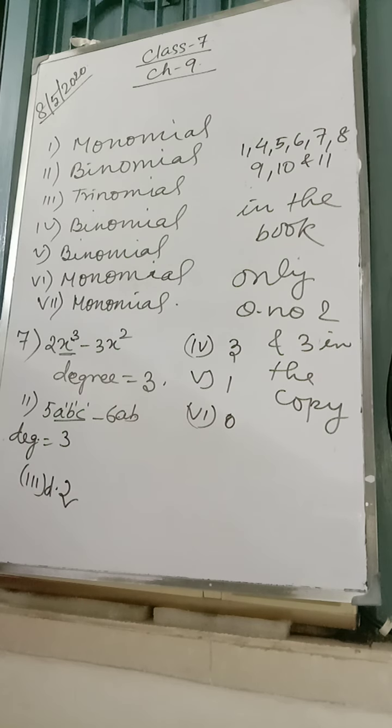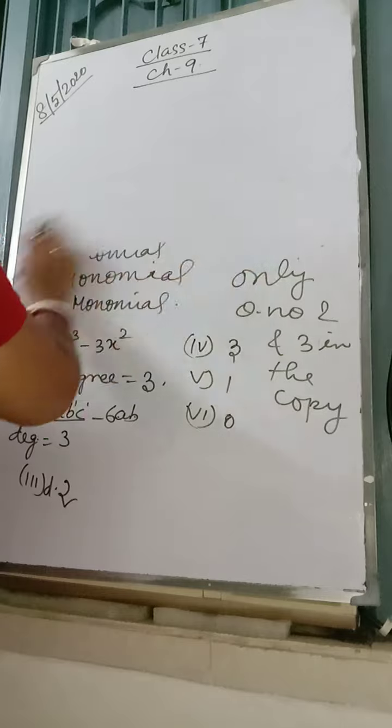Identify the like terms. You can see which are like terms here. I have told you if the variables are same, they are called like terms. Now, one I am doing, one you will do. I will not do all.